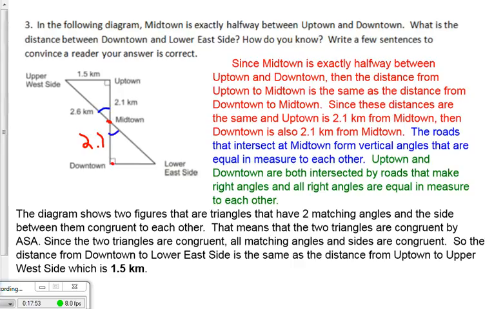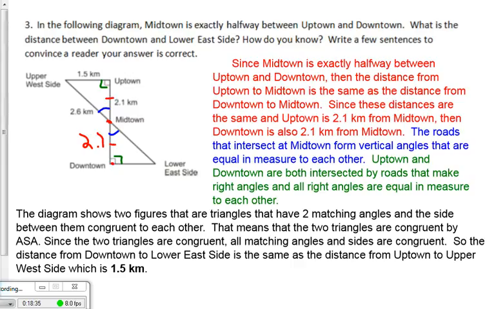Okay. So, another piece. Uptown and downtown are both intersected by roads that make right angles. So we can see we have a right angle here and a right angle here. And all right angles are equal in measure to each other. We know that all right angles equal 90 degrees, which means all right angles are equal to one another. So it looks like we've got now that green angle, the right angle, a red side, and a blue angle in each of our triangles. They each have angle, side, angle.